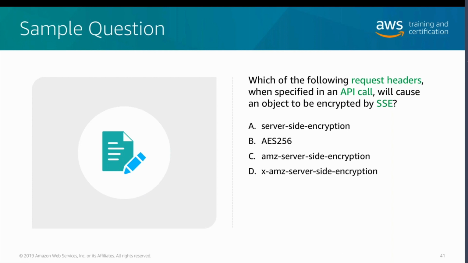So if I look at this, I'm going to rule out that first one. That doesn't look like a request header to me. I'm also going to rule out B because that also doesn't look like a header value to me. Now, the other two actually do look like header values. It could be one of those two, but the answer for this one actually is x-amz-server-side-encryption. That's the actual value that you can send in as part of the API call.